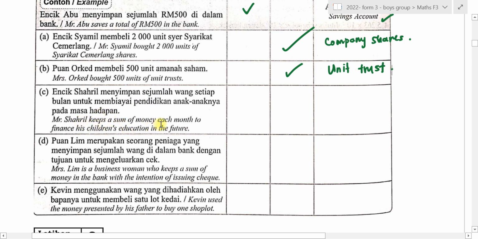Mr. Sharil keeps a sum of money each month to finance his children's education in the future. If he wants to keep a big sum of money every month and doesn't want to withdraw because he is going to use it for his children's education, you keep the money inside the bank but under fixed deposit. Fixed deposit account.